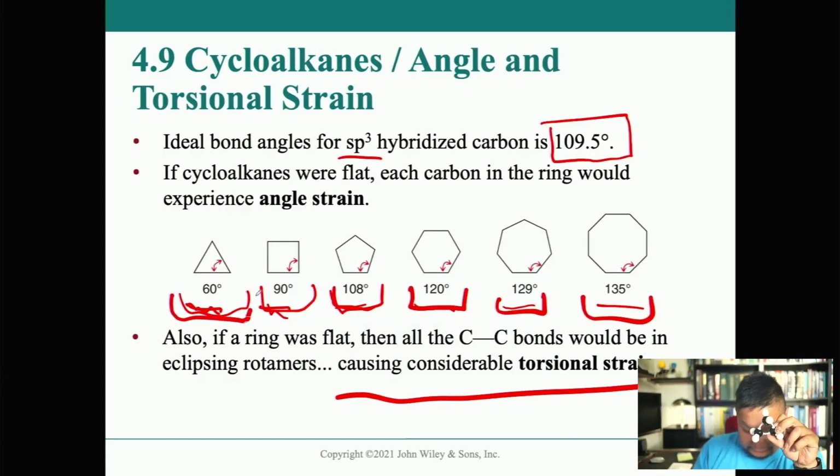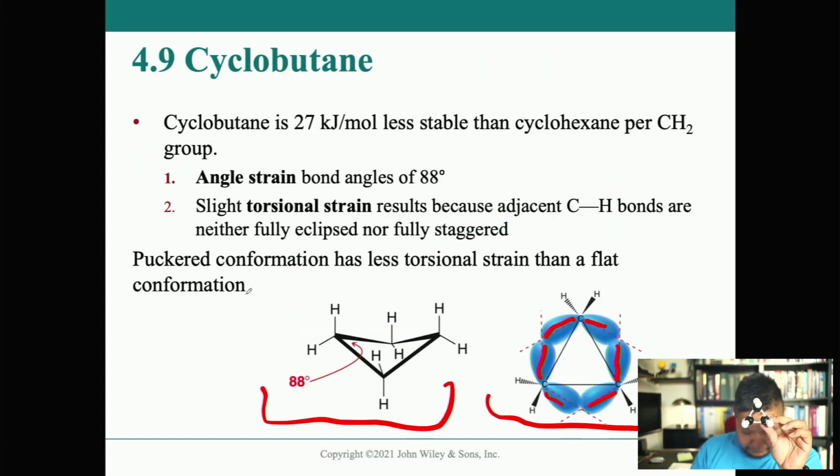Yeah, so these bond angles right here are 60 degrees, way smaller than the 109.5 that we need for cyclopropane. Now let's talk about cyclobutane. If you want to read more about cyclopropane, it's in your textbook, right before cyclobutane.